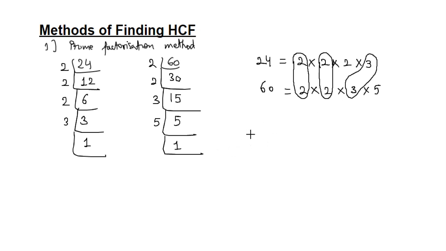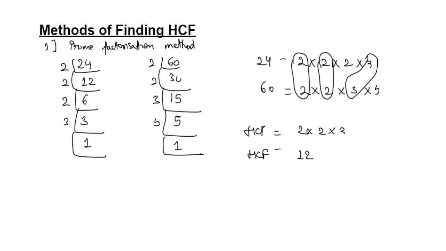Fine. So we have to just write the SCF. Only we have to write this time the common values. For LCM we have written all the values that are left also, but in this we only write the values that are there in all the numbers. So this will be 12, and we have found the same previously also.